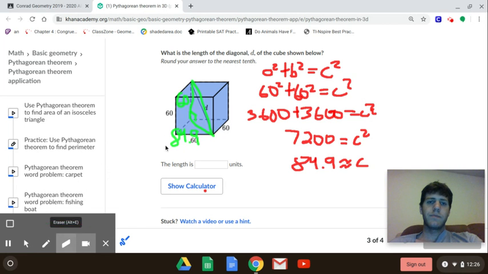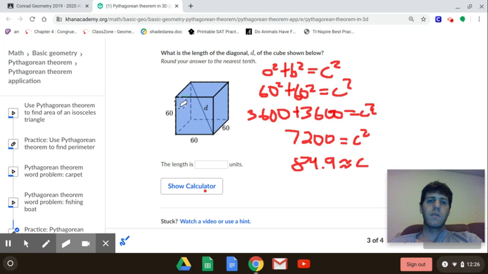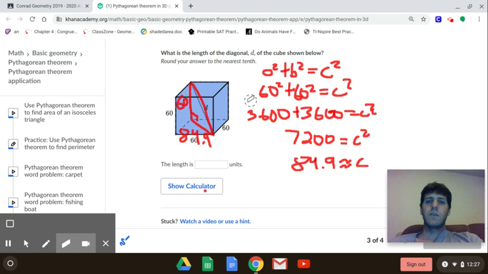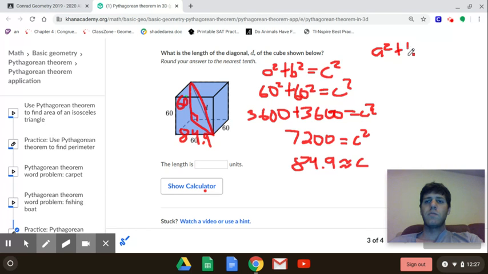Let's just use the red. All right, we found this to be 84.9. This is 60, so we know the height back here is also going to be 60. Okay, and then we can use the Pythagorean theorem to find d here. So we can do a second one over here. So we have a squared plus b squared equals c squared.